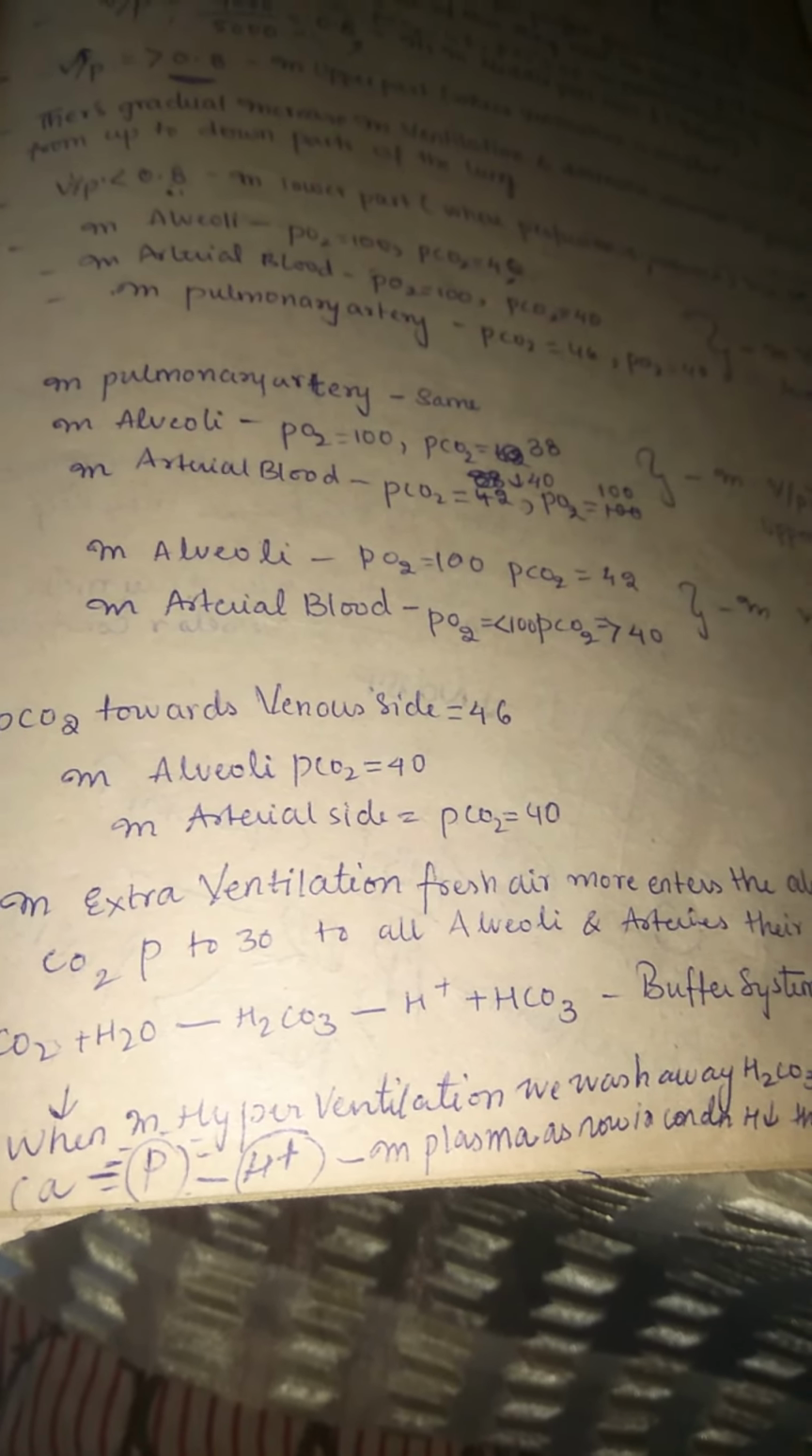So PCO2 on the venous side is 46, in the alveoli it's 40, and on the arterial side it's 40. Let us start from the arterial side: it is 40. Venous side it is 46. Whereas in alveoli it's 40. That means 6 is added. With extra ventilation, more fresh air enters the alveoli and washes away the carbon dioxide, bringing the pressure down to 30. In all alveoli and arteries, the carbon dioxide is 30.